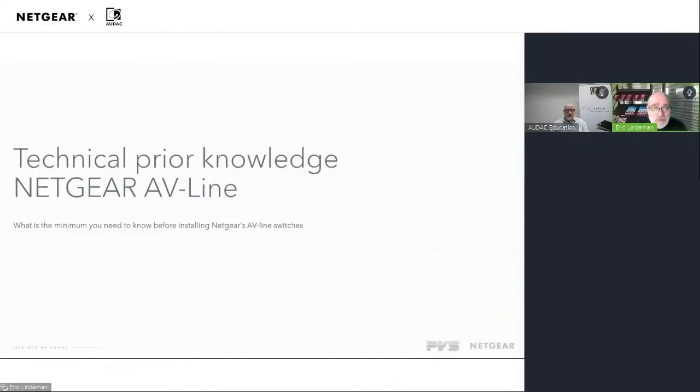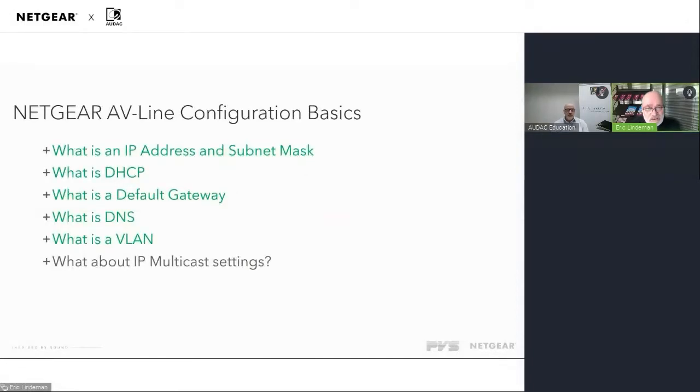Okay, welcome. So let's go to the technical part of the webinar. To install NetGear switches, you need a certain kind of knowledge, but I can assure you the knowledge will be very minimal because we take care of a lot of things in our AV menus. What you can see in the basic configuration: to install a NetGear switch, you need to be aware of what an IP address is and a subnet mask. Does it sound familiar?